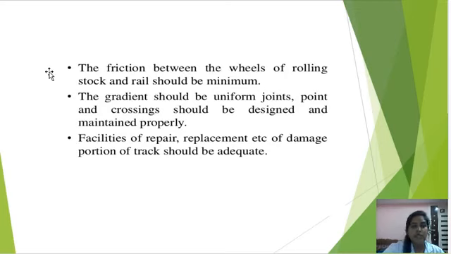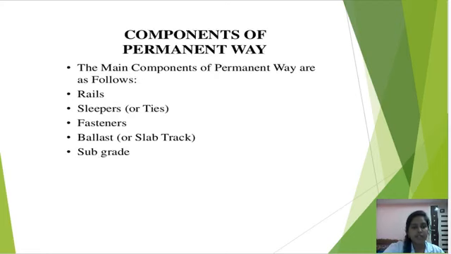Then facilities for repair and replacement of damaged portions of track should be adequate. Facilities for repair and replacement should be kept at each and every place, so that we can repair the track when we need it. So these are the requirements of the railway track.